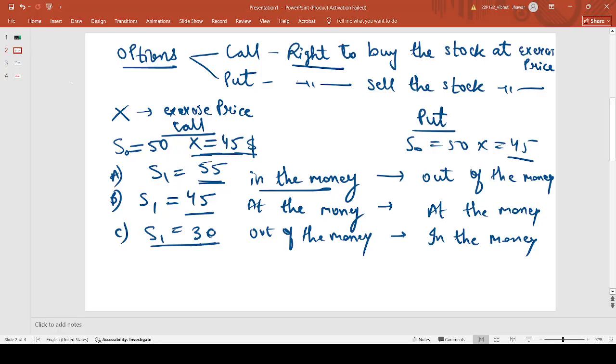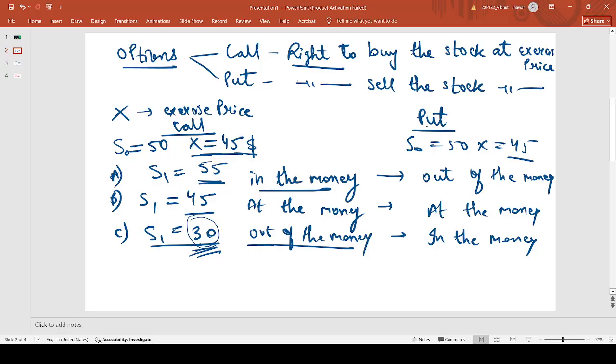Third scenario, if the stock price is $30, which is less than your exercise price. So would you rather want to buy from the market at 30, or would you exercise your option and buy the stock at 45? You would definitely buy it at 30 from the market. You will not exercise your option, and hence it is called out of the money option.